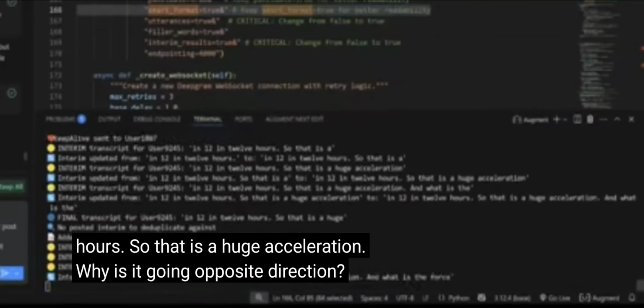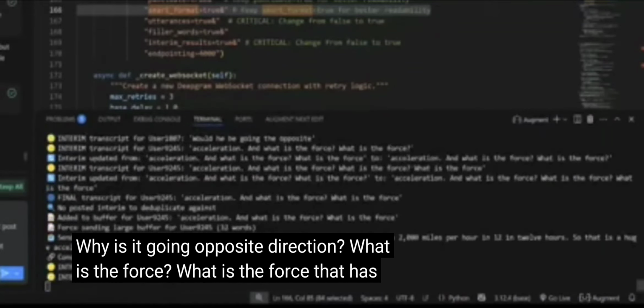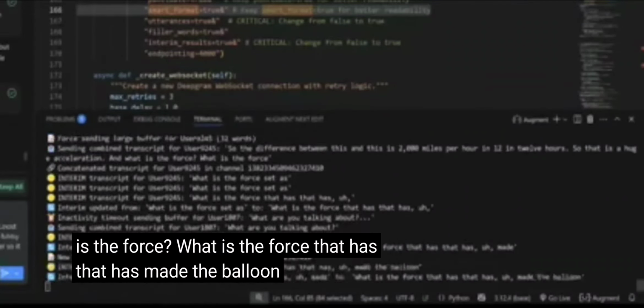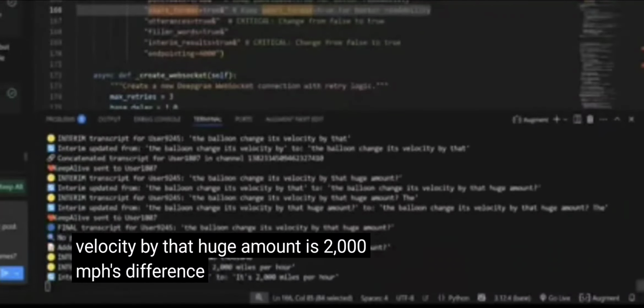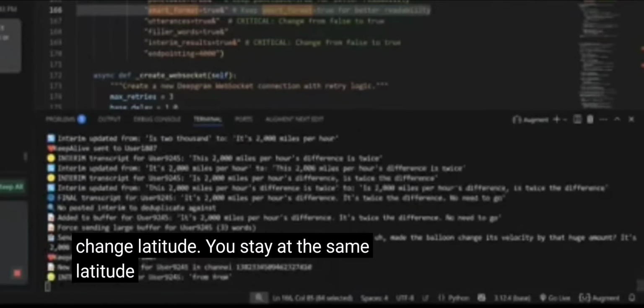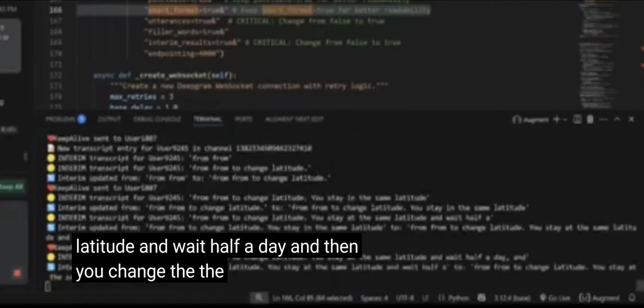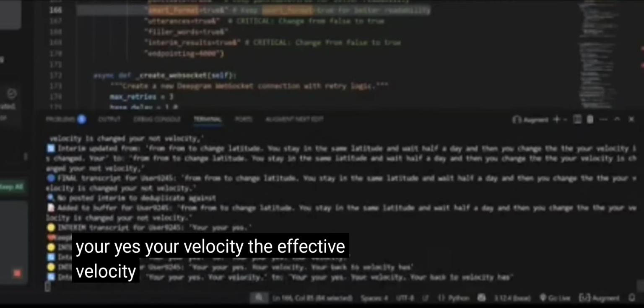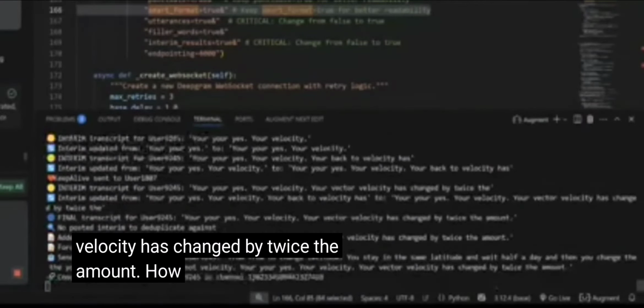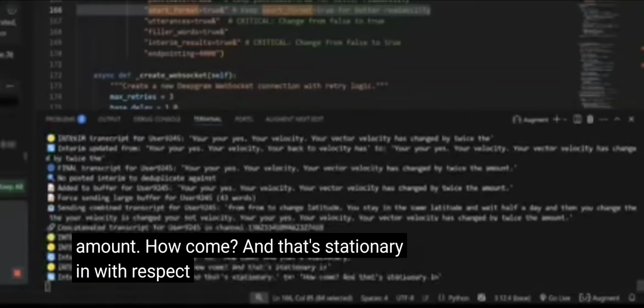Why are we going the opposite direction? What is the force that has made the balloon change its velocity by that huge amount? It's 2,000 miles per hour's difference. It's twice the difference. No need to change latitude. You stay at the same latitude and wait half a day, and your velocity is changed. The vector velocity has changed by twice the amount. How come? And that's stationary with respect to the Earth.